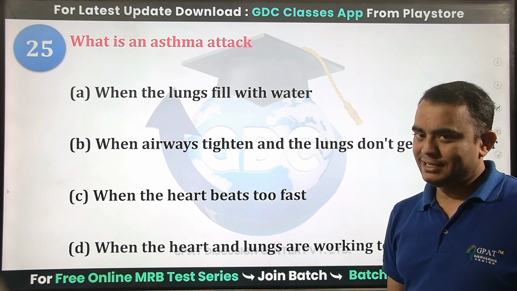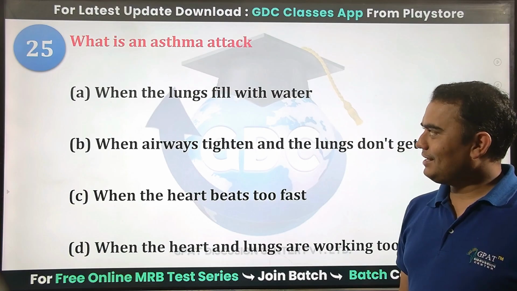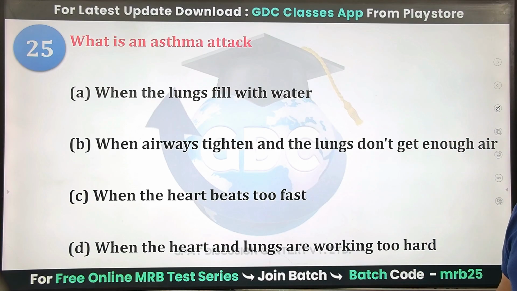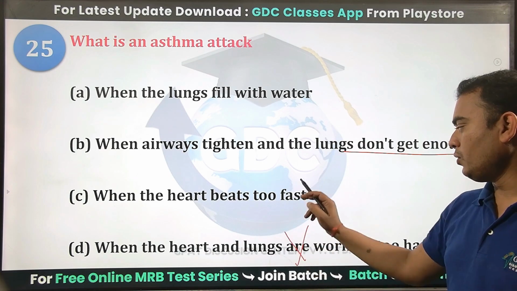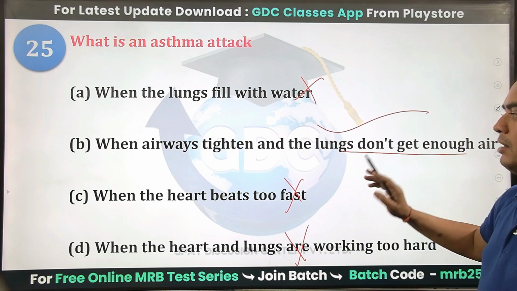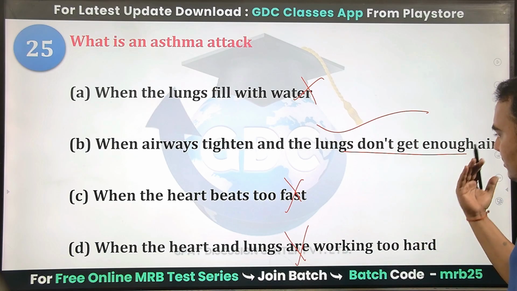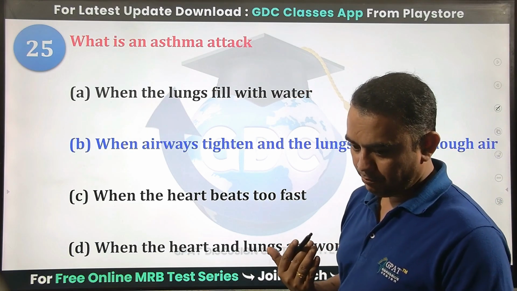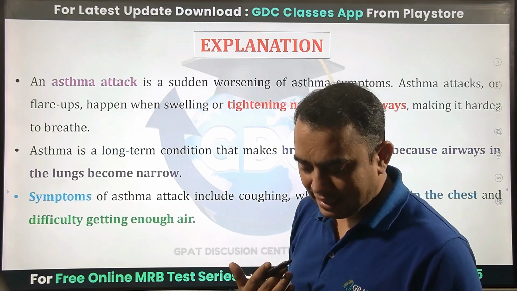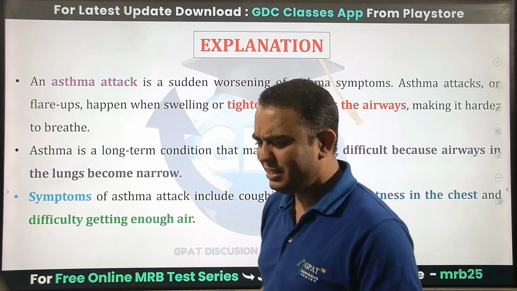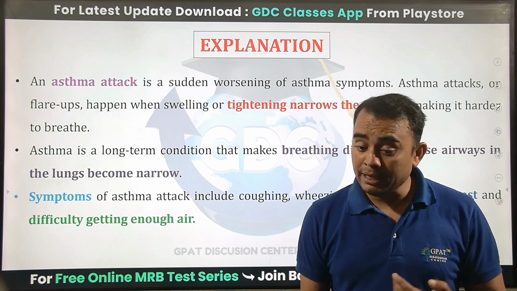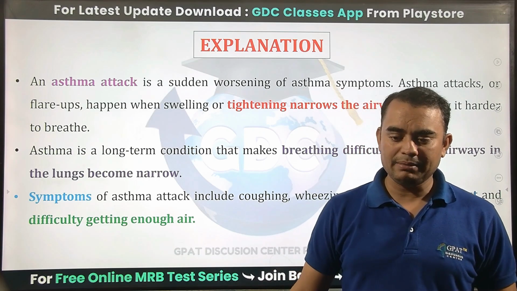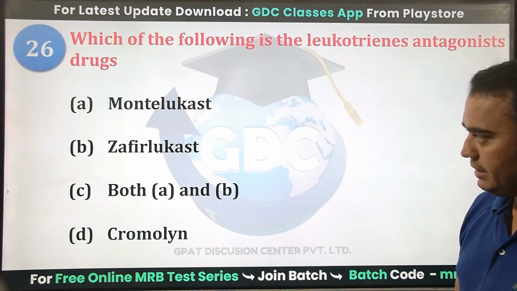What is an asthma attack? When the lungs fill with water, when airways tighten and the lungs don't get enough air, when the heartbeat is too fast, when the heart and lungs are working too hard. When airways tighten and the lungs don't get enough air, there will be an asthmatic attack. It may be due to various reasons, extracellular or intracellular stimuli, or any allergens.